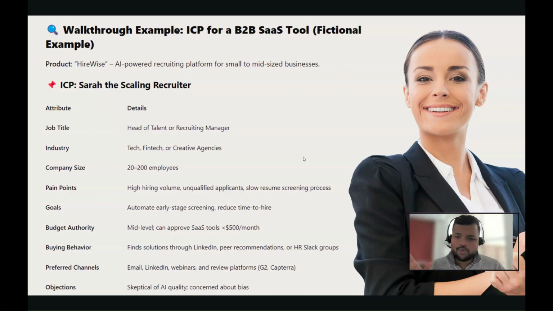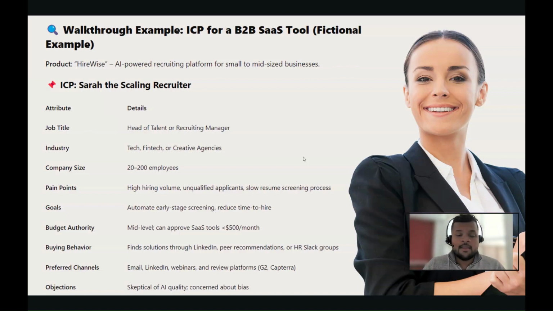So the first thing that you end up doing when you build your ICP is try and identify. On the left hand side of your screen, you can see there are certain aspects of what a person may look like. And when I say look like, in terms of what are the job titles, what's the industry, what's the company size that they work for, what are their pain points, what are their goals, do they have the budget authority? Those are the kinds of things that we'll take a look at, and let's go one by one in detail about all of these.